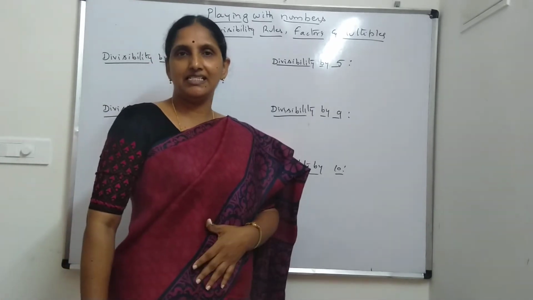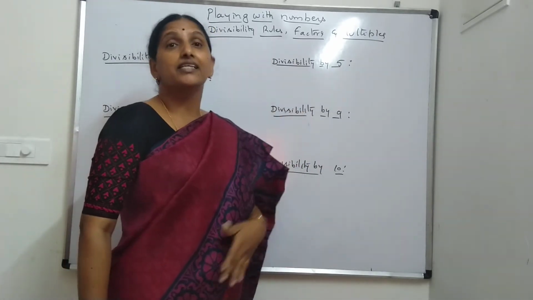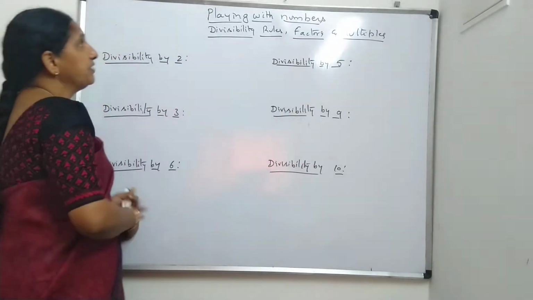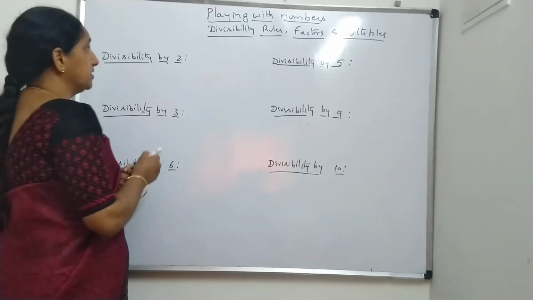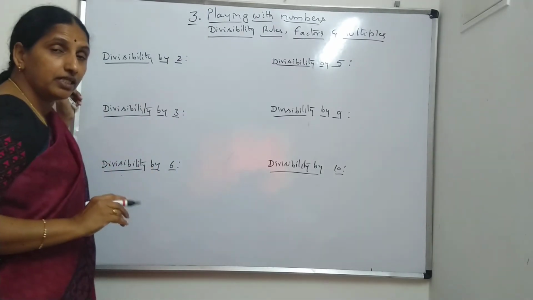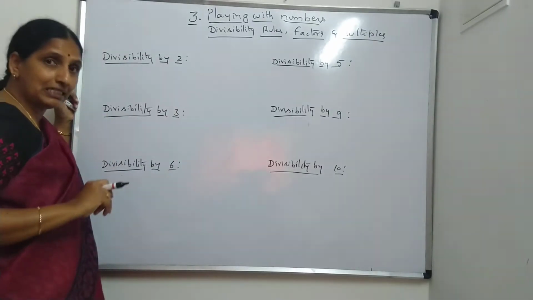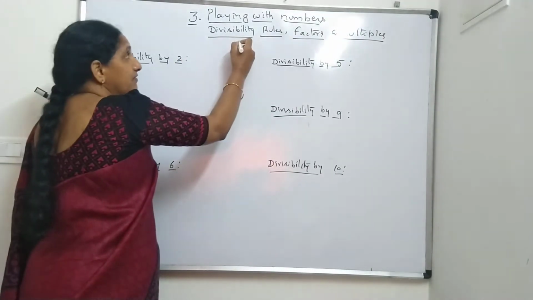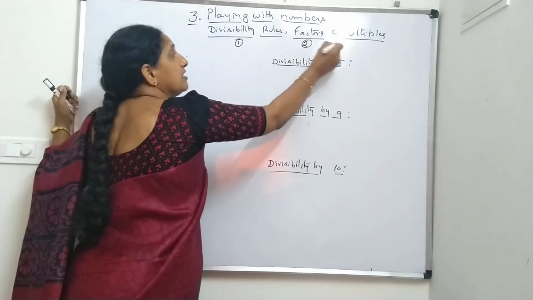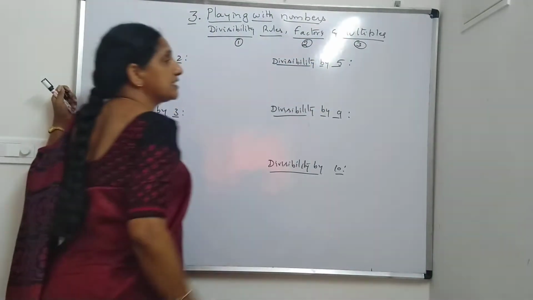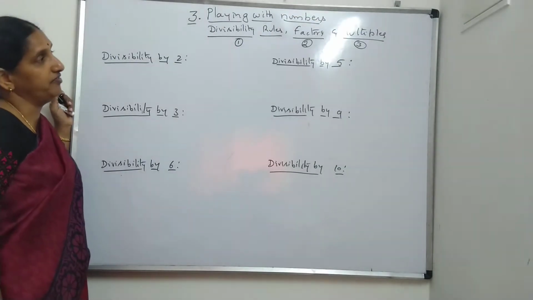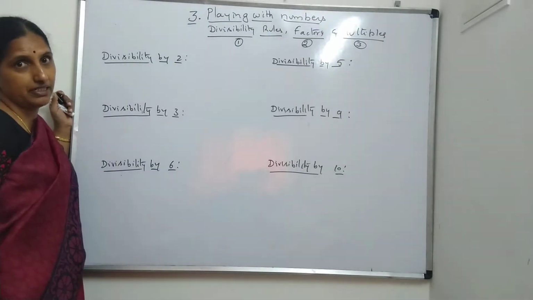So after your test, now we are moving to the third chapter from your maths textbook. What is the name? Playing with numbers. Third chapter, playing with numbers. In this chapter, what are we going to learn? We are going to learn about divisibility rules, factors, and then multiples. So today we shall see about divisibility rules.